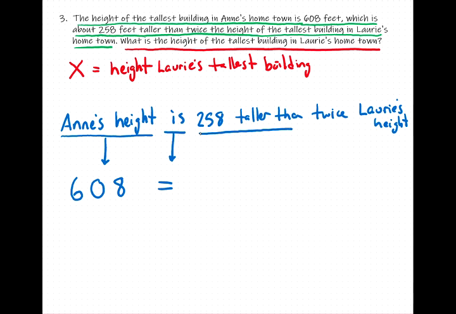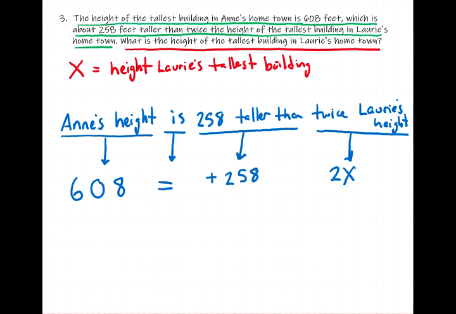258 feet taller than. That means 258 more than. And more than means add, addition. So that's a plus 258. Twice Laurie's height, or twice the height of the tallest building in Laurie's hometown. And x is representing the height of the tallest building, so twice the height would be 2x.